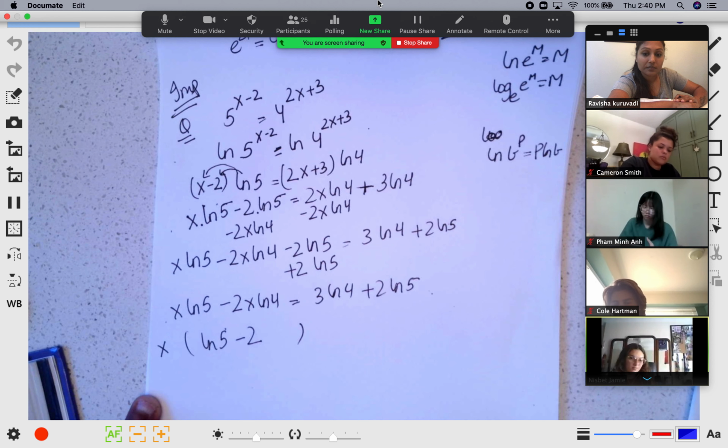Would you divide? Yes, sure, you're correct. This whole thing is multiplying, so with this whole thing I want to divide both sides. So you get ln 5 minus 2 ln 4. So basically your x is equal to 3 ln 4 plus 2 ln 5 over ln 5 minus 2 ln 4.